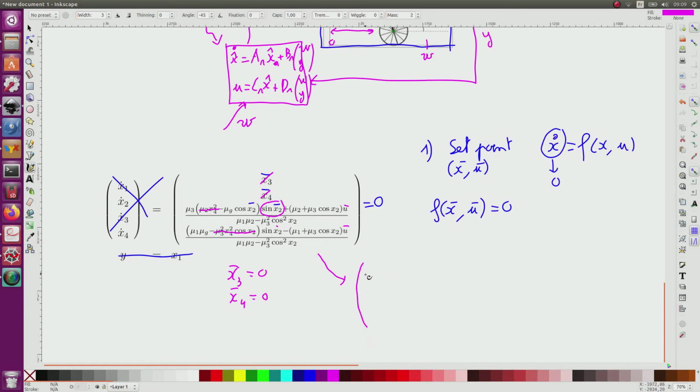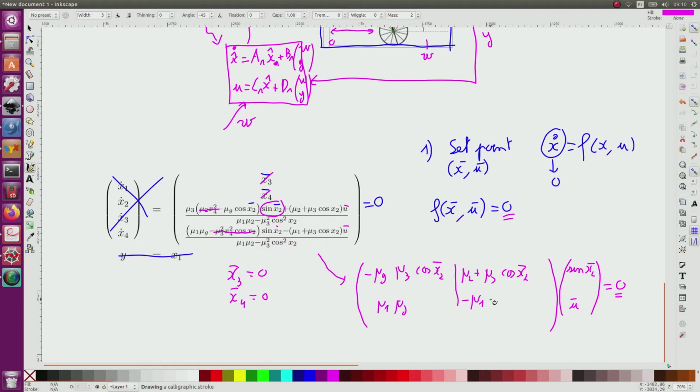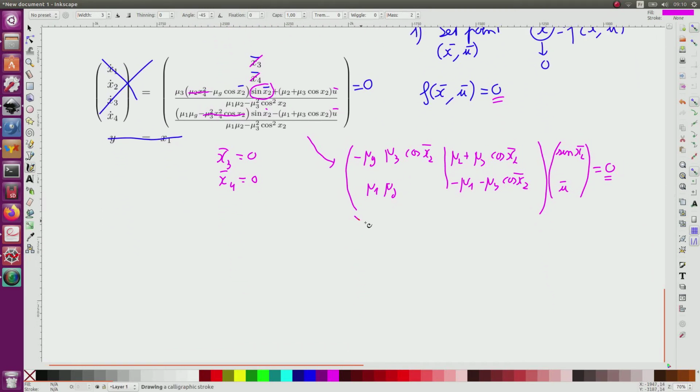So I rewrite like this, minus mu j mu 3 cos x2 bar, mu 1 mu g j, so for the first column, and then here I will have sine of x2 bar u bar, and this should be equal to 0, the 0 we have here. Okay, so here I will have mu 2 plus mu 3 cos x2 bar, and here minus mu 1 minus mu 3 cos x2 bar.